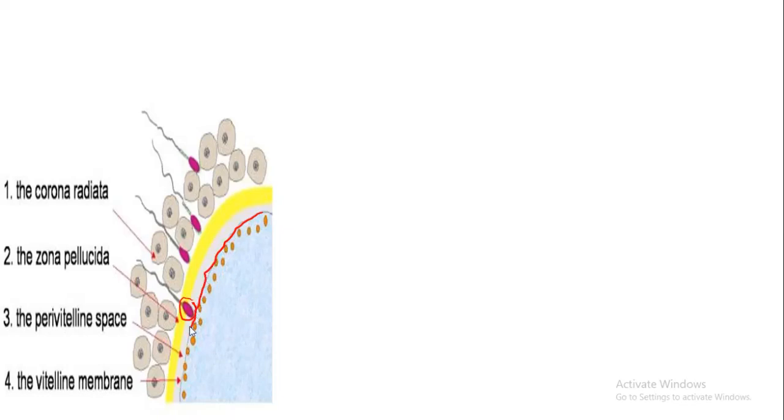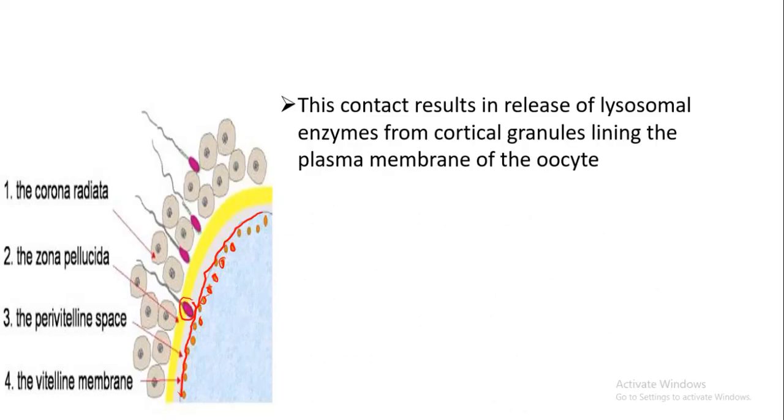So this plasma membrane is having lysosomal enzymes, okay? So the lysosomal enzymes will now be released. These enzymes are now going to be released. So these granules here are going to release the lysosomal enzymes, okay?